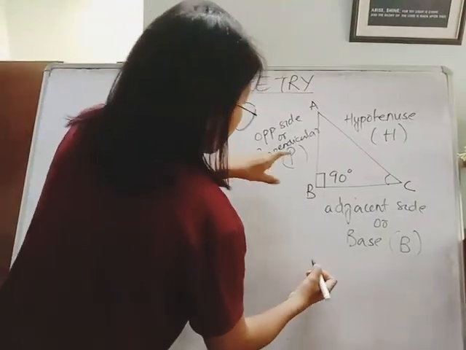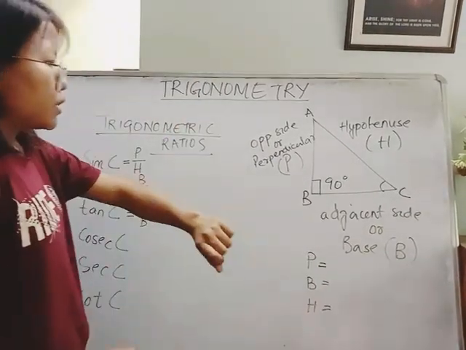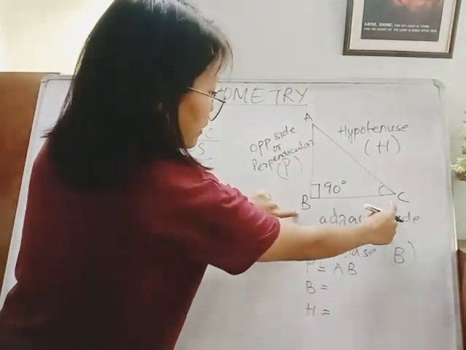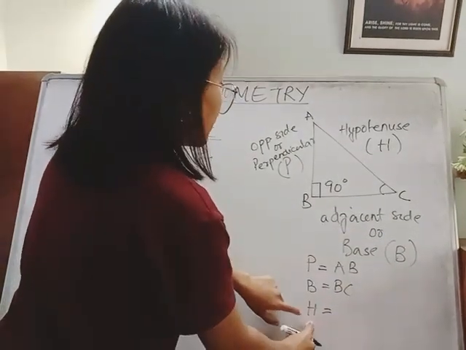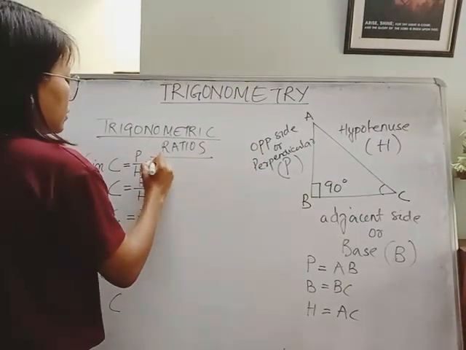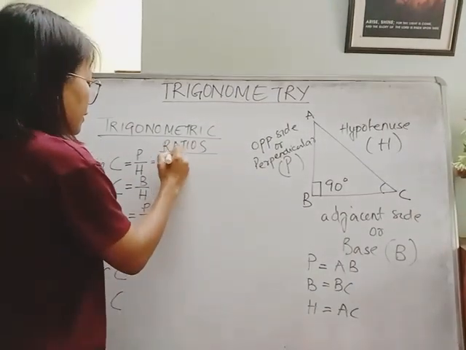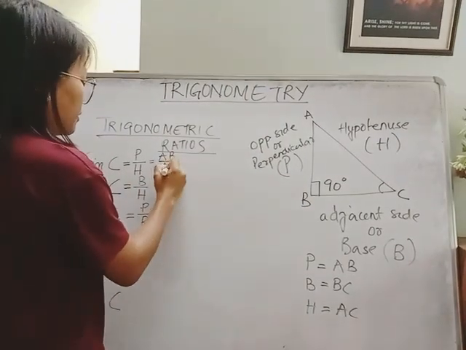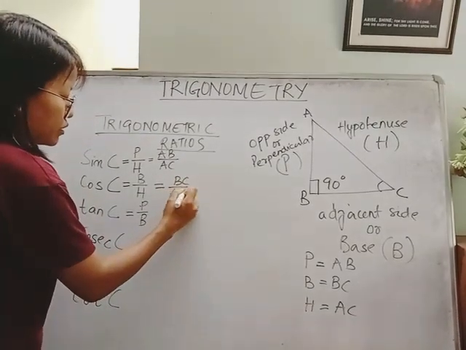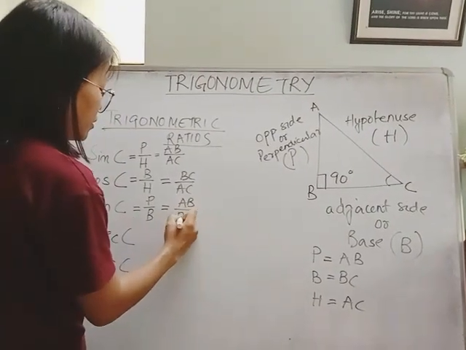Now, if you look at the figure, instead of P, you can write AB. Instead of B, we can write BC. And instead of H, we can write AC. If we substitute this up here, then in place of B, let's write BC, and H will be AC. B upon H will be BC upon AC. And P upon B will be AB upon BC.